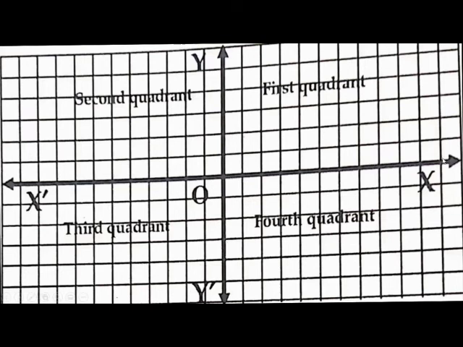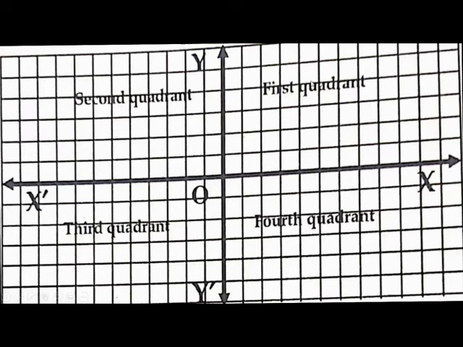Now this is the Cartesian plane, so you can see the x-axis, with an x which is positive, and this is x complement, which is negative. And here is a y which is positive, and there is also a y which is negative, which is y complement. And there is a 0 written in the middle, where both the axes intersect. Now you can see there is a first quadrant, second quadrant, third quadrant, and fourth quadrant.